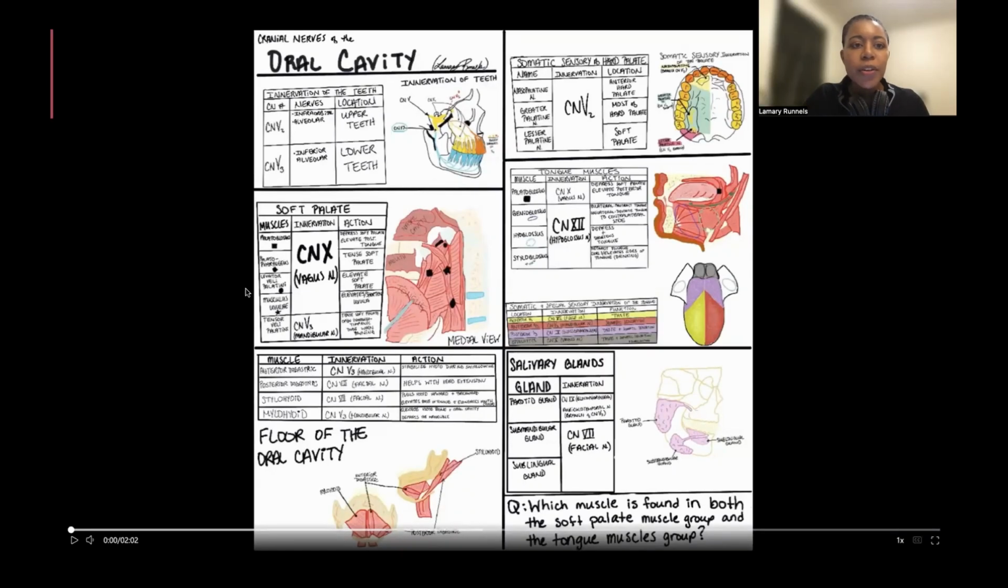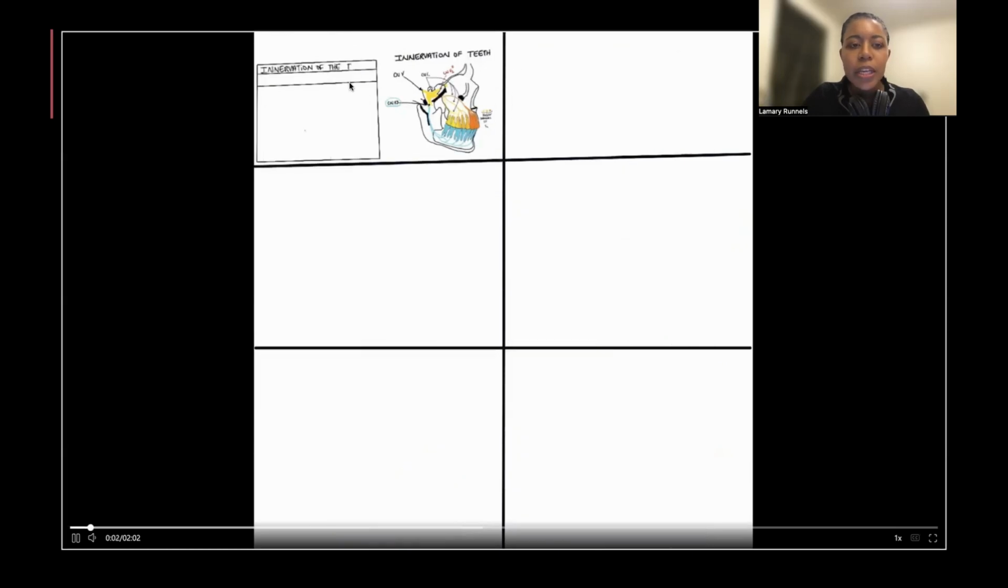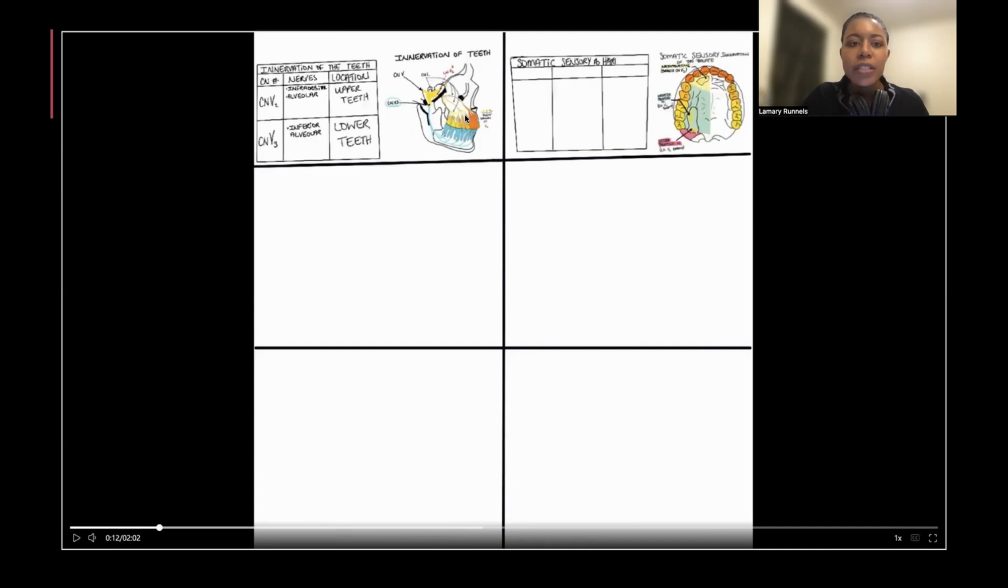I'll be talking about the cranial nerves that innervate the oral cavity. So let's get started with the innervation of the teeth. You have two cranial nerves, really two branches of the same cranial nerve, that innervate the teeth. And that's cranial nerve 5, branch 2 and 3, and that innervates the upper teeth and the lower teeth.